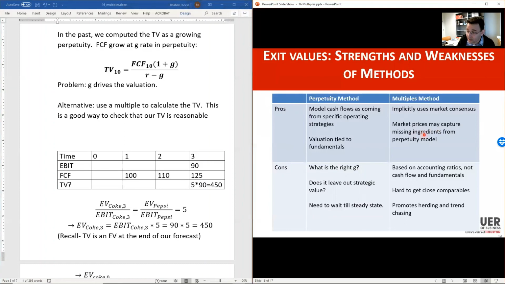Hopefully that's capturing missing ingredients from your model, right? You don't have everything in your head, so you can discipline your valuation a bit by using a multiple in addition to this DCF. But obviously the multiples are going to suffer from all of the cons we talked about before. Right? We're basing it on an accounting number. It's static. It's accounting, so it's not a cash flow. These are all downsides. It's also going to be hard to get close comparables for a lot of companies. Pepsi and Coke are one thing, but for most companies, it's going to be hard to get a comparable that are that close.